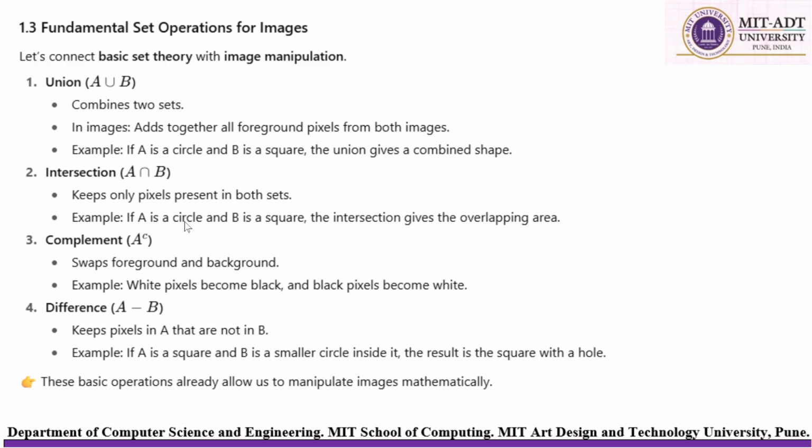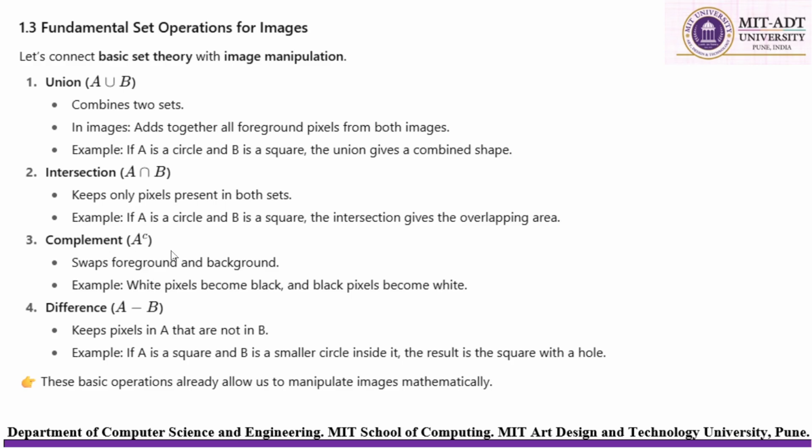Then the intersection operation on images keeps only the pixels that are present in both sets. If A is a circle denoting one image and B is an image which denotes the square, then the intersection of these two images is nothing but the overlapping region of the circle and square, right? So this will give you the intersection.